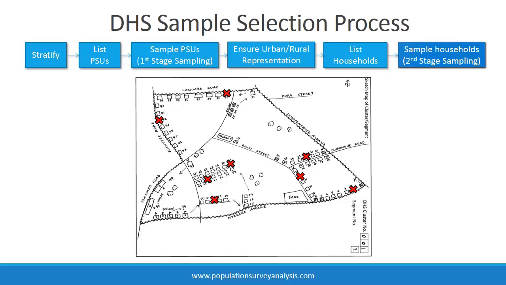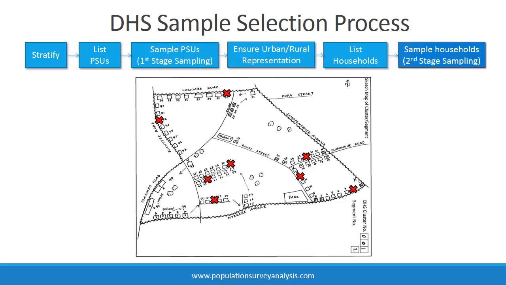It is important that this step is done outside of the field context by someone not directly involved in the interviewing process, to prevent any conscious or subconscious bias. For example, selecting households that are easier to access or households that look more inviting to visit.